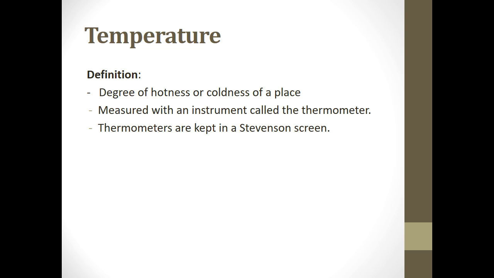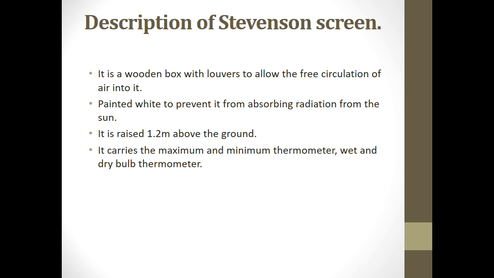Now, thermometers are usually kept in a Stevenson screen. What then is this Stevenson screen? We shall attempt a description of the Stevenson screen. Now, the Stevenson screen is simply a wooden box with louvers to allow the free circulation of air into it. It is usually painted white to prevent it from absorbing excess radiation from the sun. Now, this box is raised to about 1.2 meters above the ground. It carries the maximum and the minimum thermometer, the wet and the dry bulb thermometer.